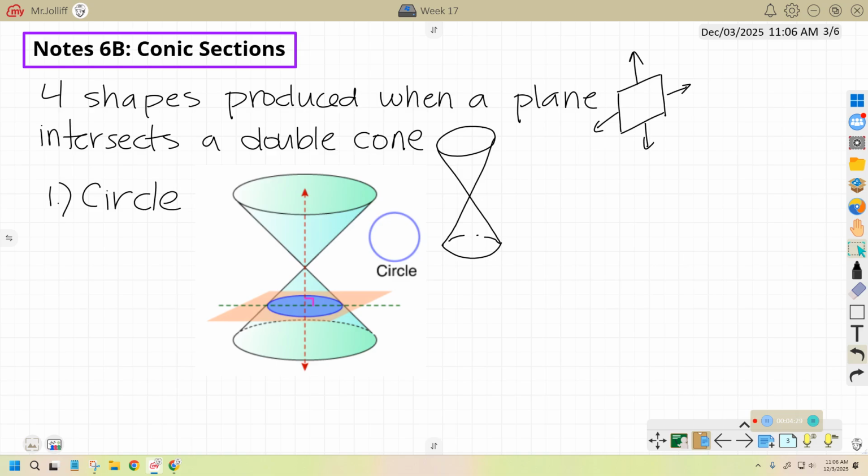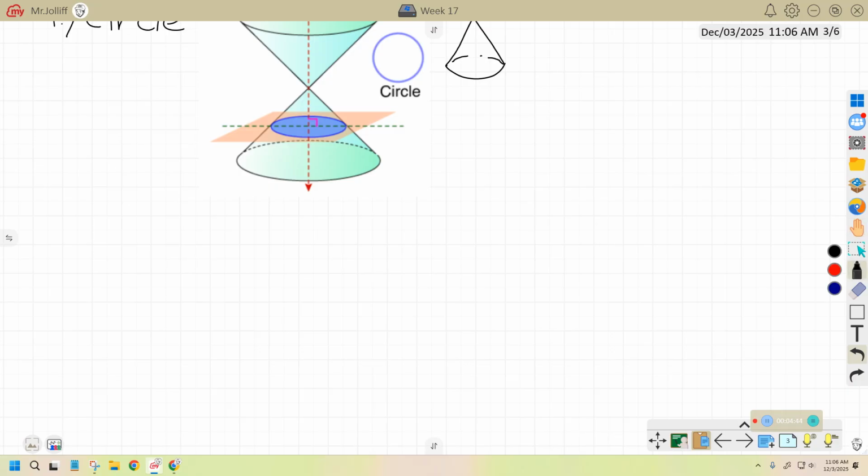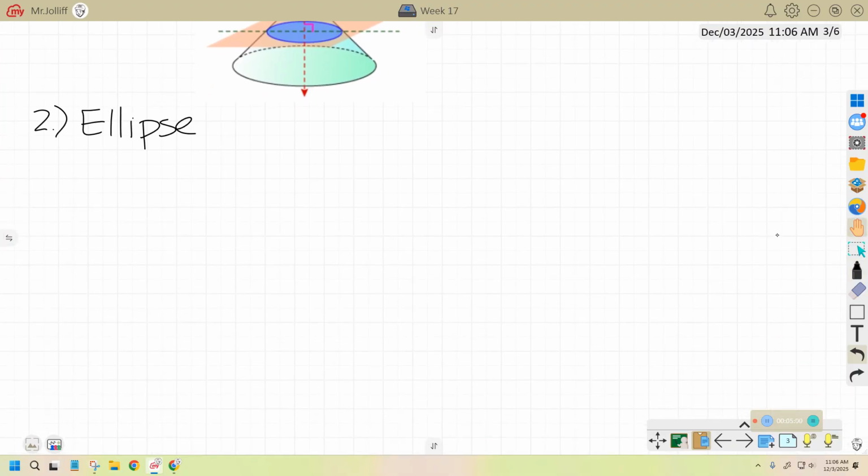If I take this orange plane and I tilt it upward just a little bit, what happens to that shape of intersection? It's no longer a circle. If I tilt it, what do I think I'm going to get? An oval. Yeah, and in math, we don't call it an oval. What do we call it? Call it an ellipse. We call it an ellipse, but you are right. It produces an oval instead of a circle.